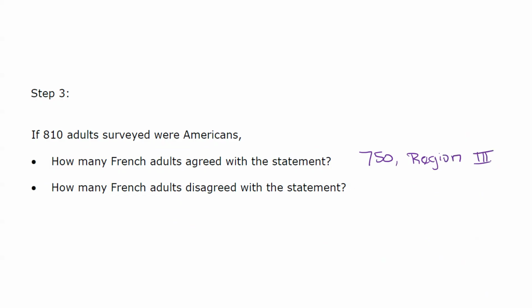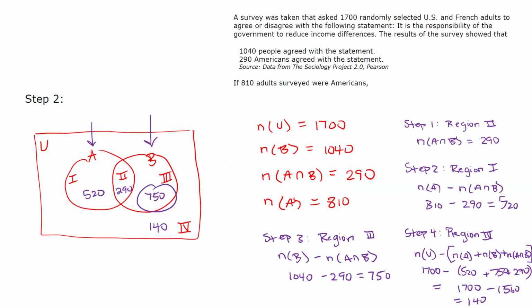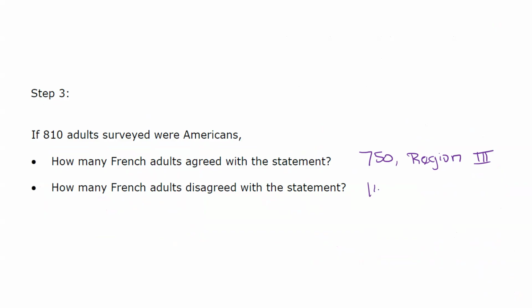number 3. Now, how many French adults disagreed with the statement? Well, we know right off the bat that outside of set A, we would be considered French adults. Now, if we want to know how many disagreed, I also have to be outside of set B as well. So the number of adults who were French and disagreed is 140. And so that would be region number 4. Okay. Awesome.